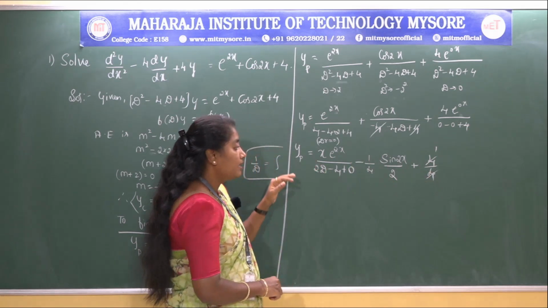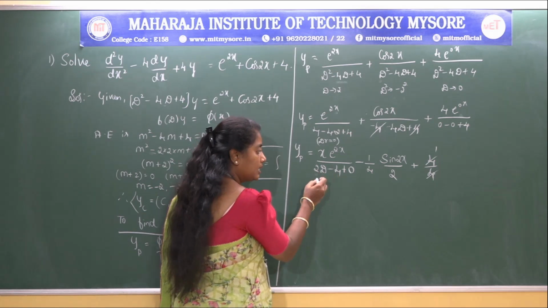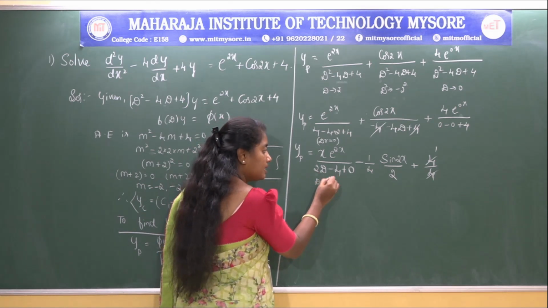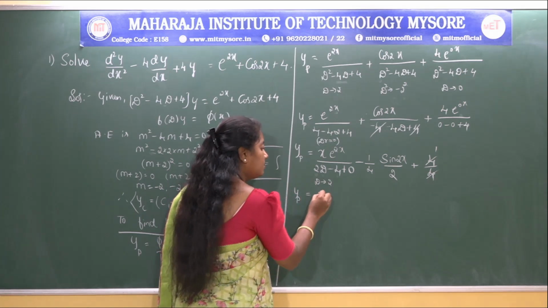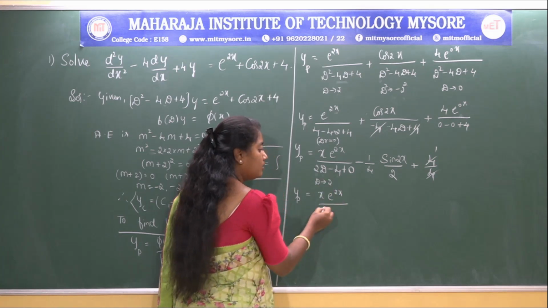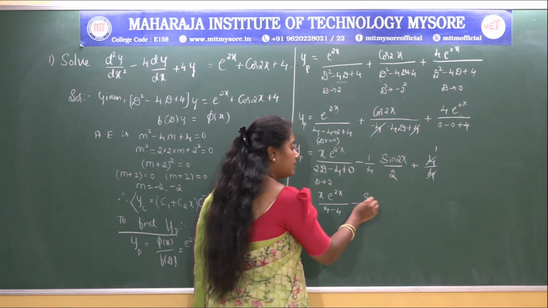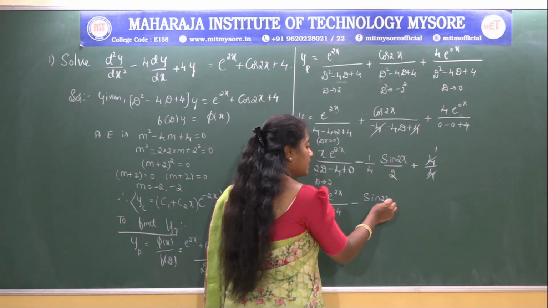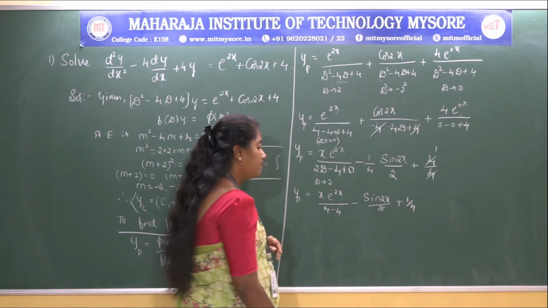We need to simplify the first term only. Here we have 2D minus 4. Again the D term exists. We have to replace D by this constant term 2. Then yp is equal to x into e power of 2x divided by 2 into 2, that is 4 minus 4. The second term is minus 2 sin 2x by 8, and the last term is 1 by 4.